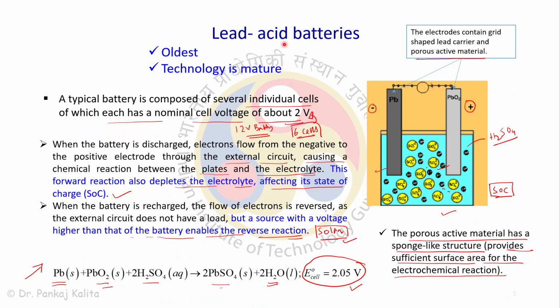So this is the lead acid battery. I think most of you will be familiar with it. It goes through this reaction: Pb plus PbO2 plus an aqueous solution of sulfuric acid. Then when we supply the current, this reaction reverses and Pb and PbO2 are restored.